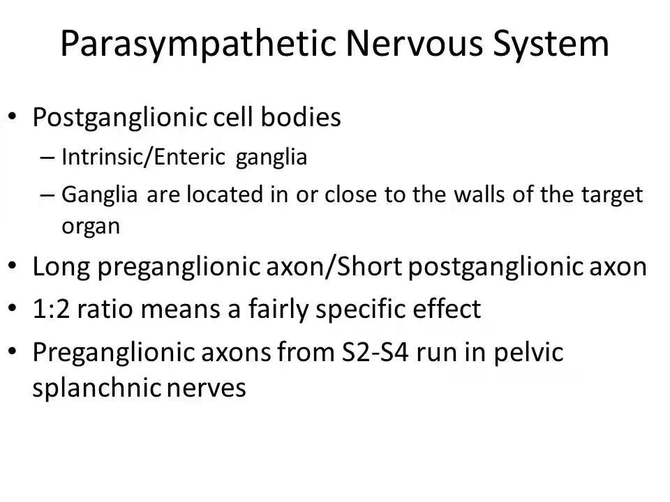The preganglionic axons that have their cell bodies in the sacral spinal cord have their axons running in what is known as the pelvic splanchnic nerves. So we now know the 5 nerves of the parasympathetic nervous system. Cranial nerve 3 oculomotor, cranial nerve 7 facial, cranial nerve 9 glossopharyngeal, cranial nerve 10 vagus, and the pelvic splanchnic nerve.